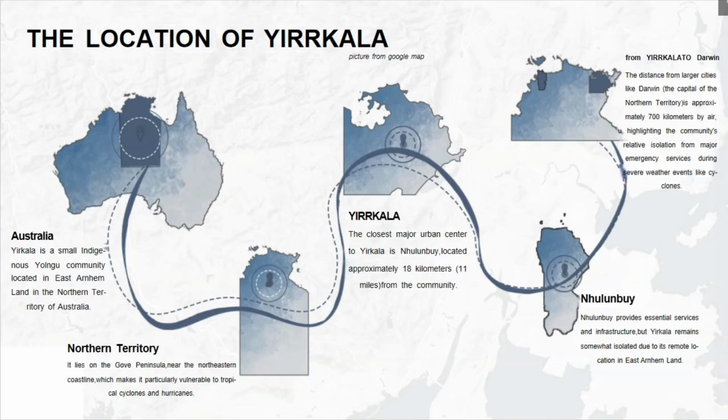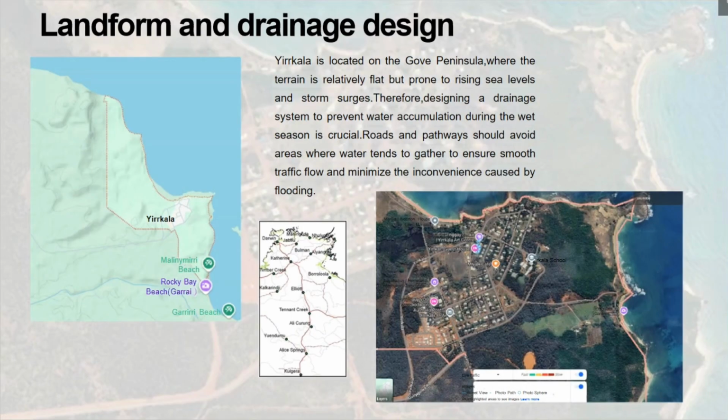However, we can see in the last picture, Yirkala is approximately 700 kilometers away from larger cities such as Darwin. This geographical isolation exacerbates the difficulty of the community in obtaining emergency assistance during severe weather. Yirkala has flat terrain, but is vulnerable to sea level rise and storm surges. Therefore, it is particularly important to design drainage systems to prevent water accumulation during rainy season.